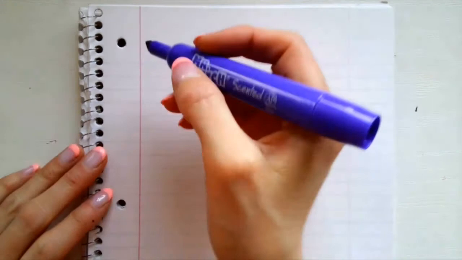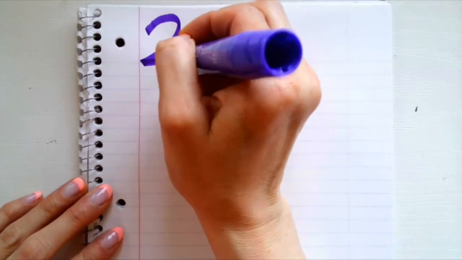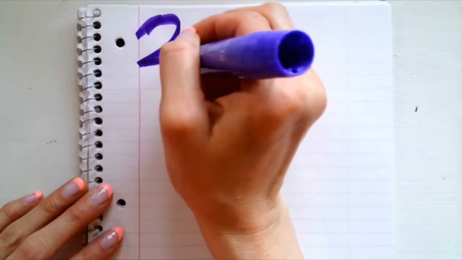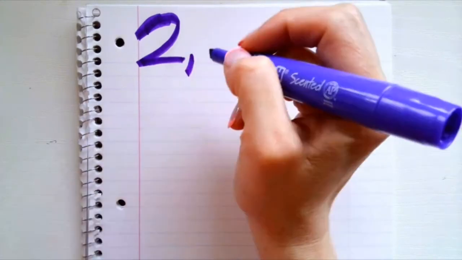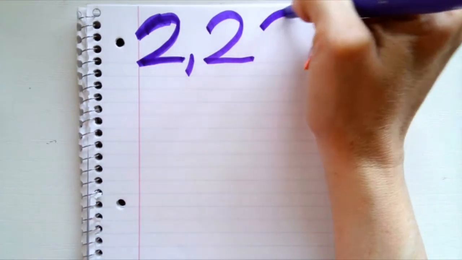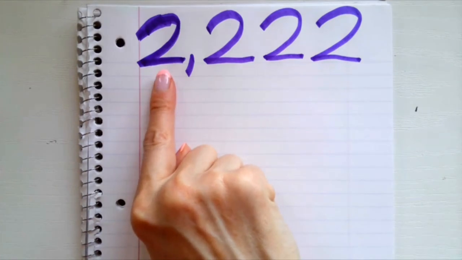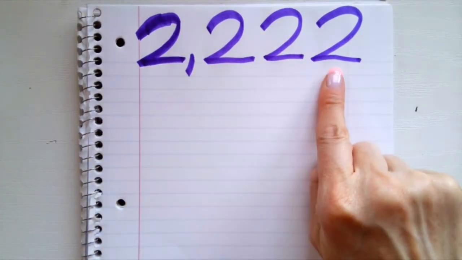Get your writing instrument ready and let's write a big number together. Right here at the top of our paper. I'm writing them really big. A big 2 with a comma. Another 2, another 2, and another 2. I've written 4 2s. What number did I just write? How do you say this number? Say it with me. 2,222.